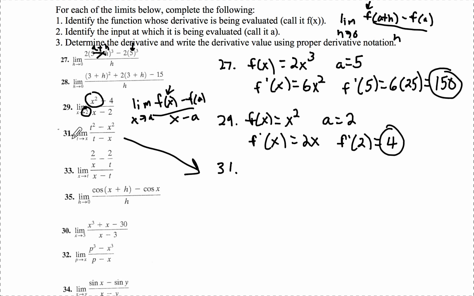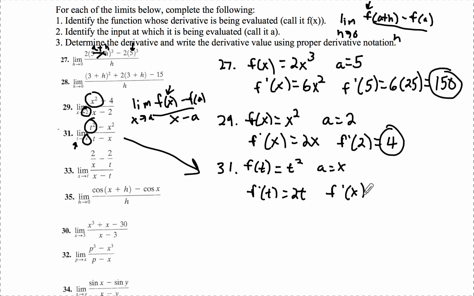Notice here, we kind of switched some things around. Our variable is actually t. So f of t is t squared. That's the function I'm taking a derivative of. What is my a value? Where am I taking the derivative? I'm taking the derivative at x. And so f prime of t is 2t. F prime of x then will be 2x. That is my derivative. It's a general derivative. And there we go.